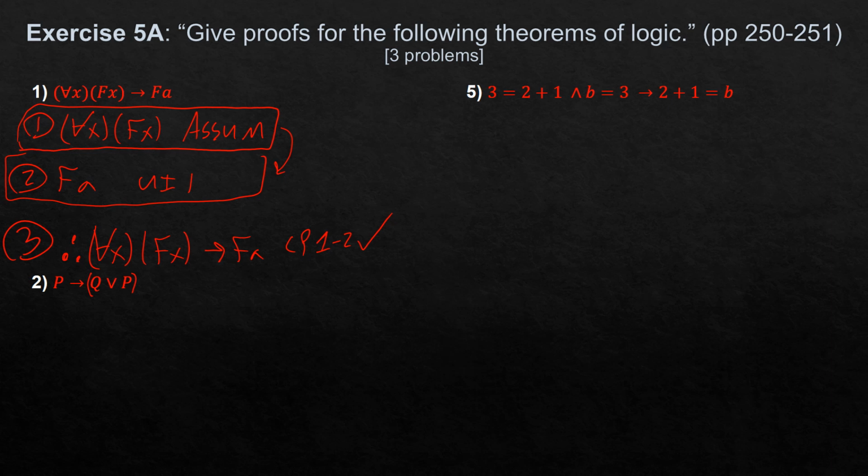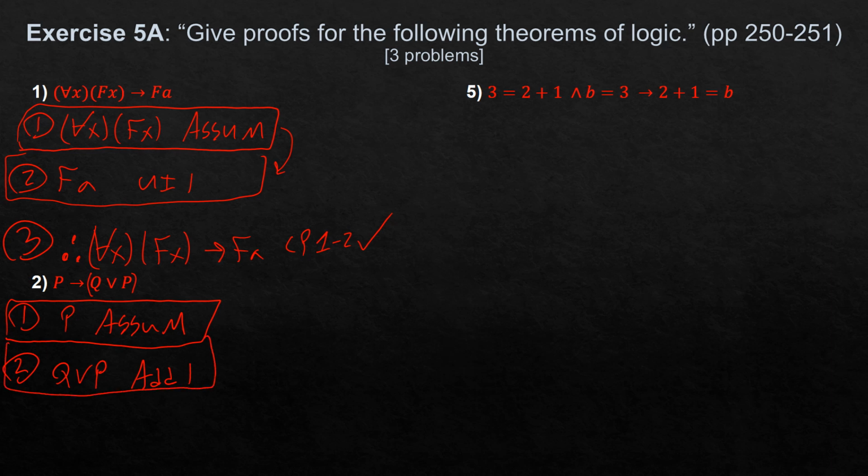options is true. For line 1, we'll just assume p and place it under quarantine because it is an assumption. And then for line 2, we can say q or p by our law of addition with line 1. And already we got that consequent. So for line 3, therefore if p, then q or p by our conditional proof, lines 1 to 2.